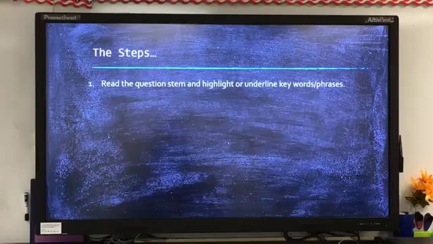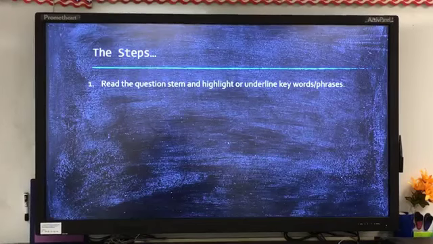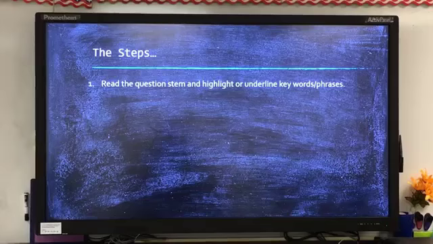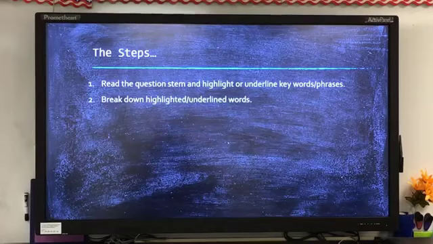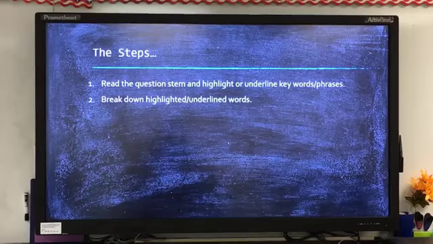There are 5 steps to showing your work on a multiple choice question. First, you're going to read the question stem and highlight or underline keywords or phrases in the question stem. Second, you're going to break down those highlighted or underlined words.